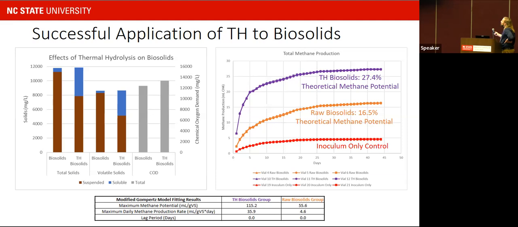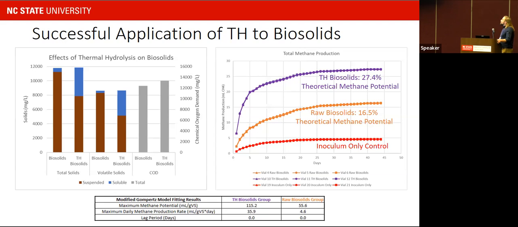A similar graph as the previous few figures: we have an inoculum only control that's producing a little bit of methane, and then raw biosolids is producing more, which makes sense because they're being fed. And if we feed that same amount, that same calorie introduction or chemical oxygen demand introduction, we get twice as much methane out of the system, and it's produced at a rate 8 times higher.